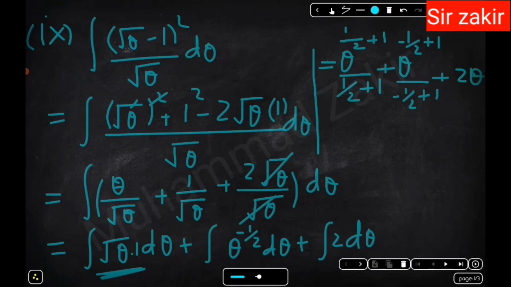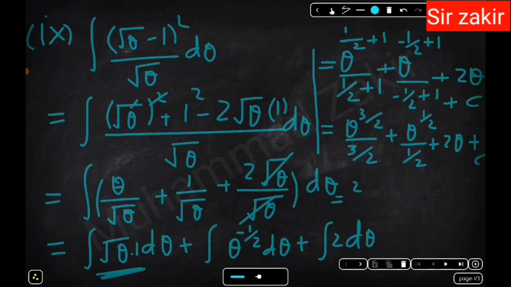Integration of 2 is 2 theta plus c. C will also be added to it. This is theta power 3 by 2, and in the denominator we have 3 by 2. Here theta power 1 by 2 is divided by 1 by 2, plus 2 theta plus c. Then we finalize it as 2 by 3 theta power 3 by 2 plus 2 square root theta plus 2 theta plus c. This is the answer.